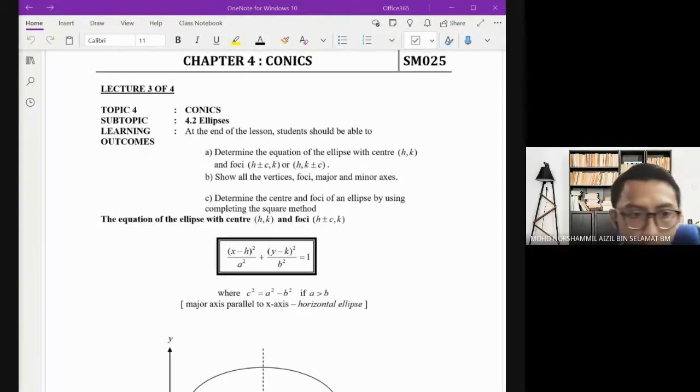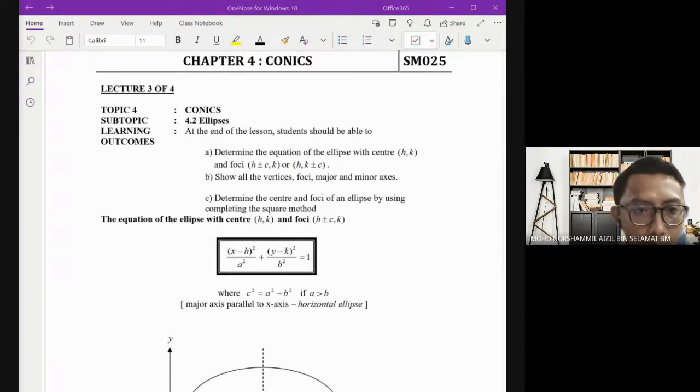Bismillahirrahmanirrahim. Assalamualaikum warahmatullahi wabarakatuh. Guys, boleh dengar tak? Hello, testing. Boleh dengar guys? Boleh dengar? Right.